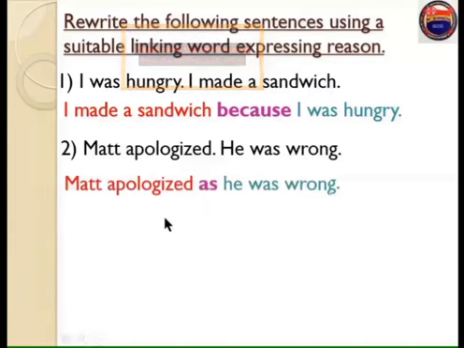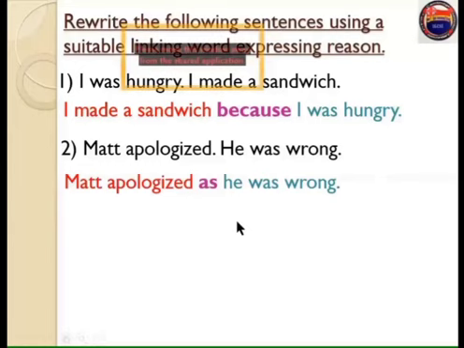So we can say Matt apologized as he was wrong. Please write this in your grammar booklet. Mariam, we cannot use owing to. You can't say Matt apologized due to he was wrong. This is wrong. We can't use that because owing to needs a noun. So for example, we can say Matt apologized due to his mistake, for example. Okay?